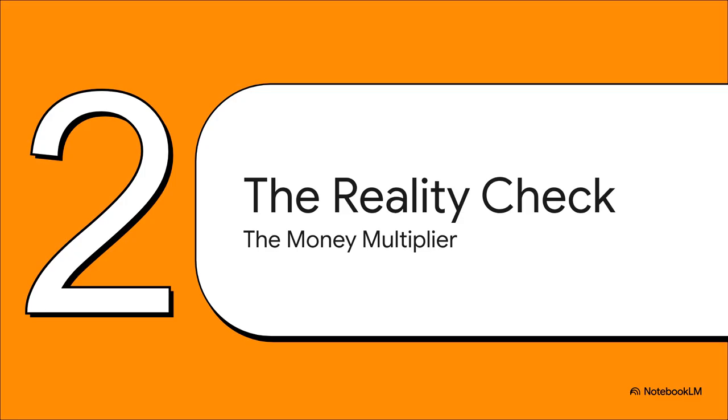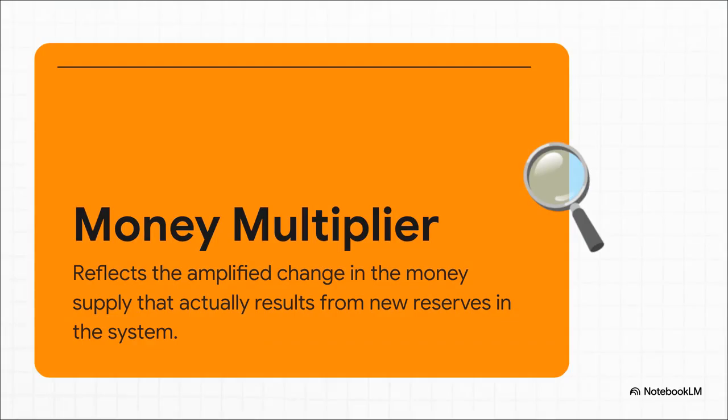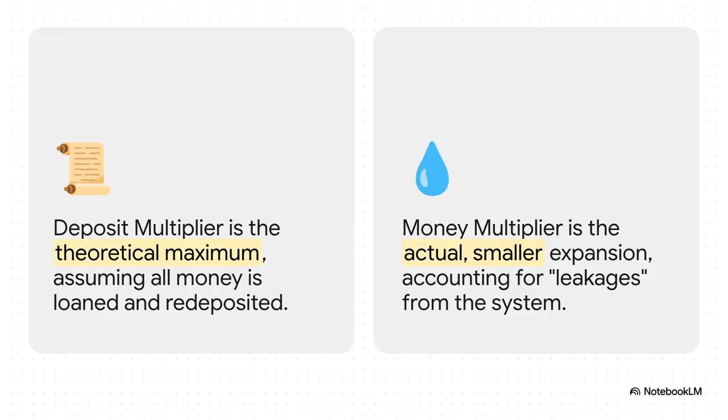Let's meet the deposit multiplier's more practical and frankly much more important sibling, the money multiplier. See, the money multiplier is what happens when you take our perfect blueprint and you toss it into the messiness of the real world. It shows us what actually happens to the money supply, not just what could happen in some perfect theoretical scenario. So here's the absolute key difference. The deposit multiplier is the blueprint. It's the theoretical ceiling, the absolute maximum. But the money multiplier, that's reality. It's the actual number, and it's always smaller because of these things that economists call leakages from the system.